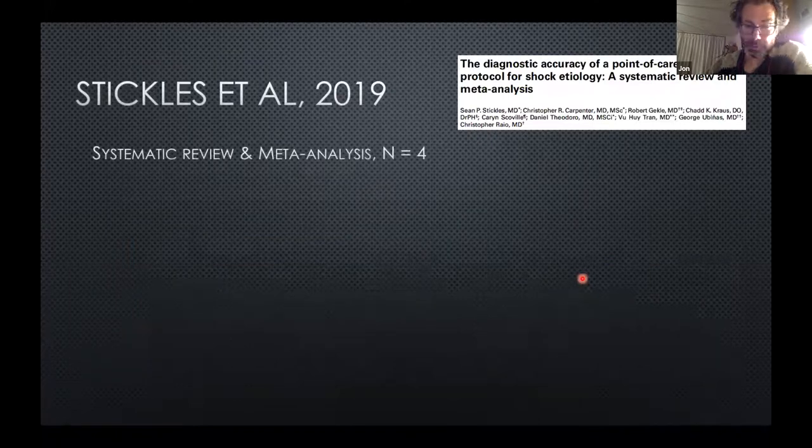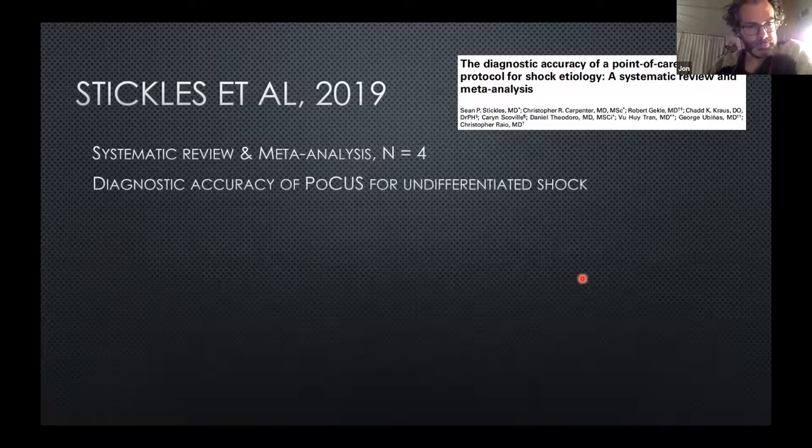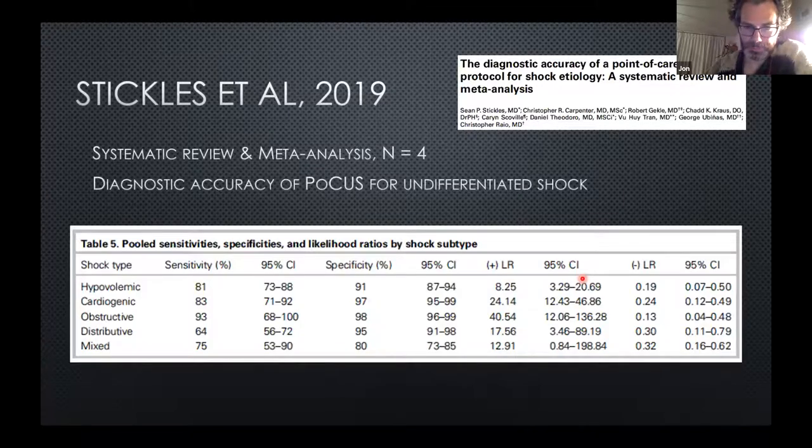And then there was a systematic review and meta-analysis just a couple of years ago, where they also looked at diagnostic accuracy. Sorry for the busy slide here, but I'll just walk you through it. So again, in terms of the sensitivity and specificity, obstructive was the most accurate, but distributive was the least. And then they also have the positive and negative likelihood ratios here as well. So obstructive shock, there was a positive likelihood ratio of 40 and a negative likelihood ratio of 0.1. Whereas for distributive shock and hypovolemic shock, it was less.